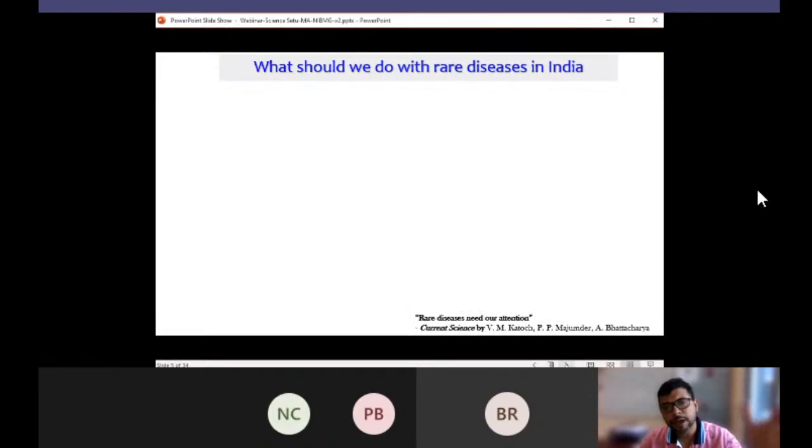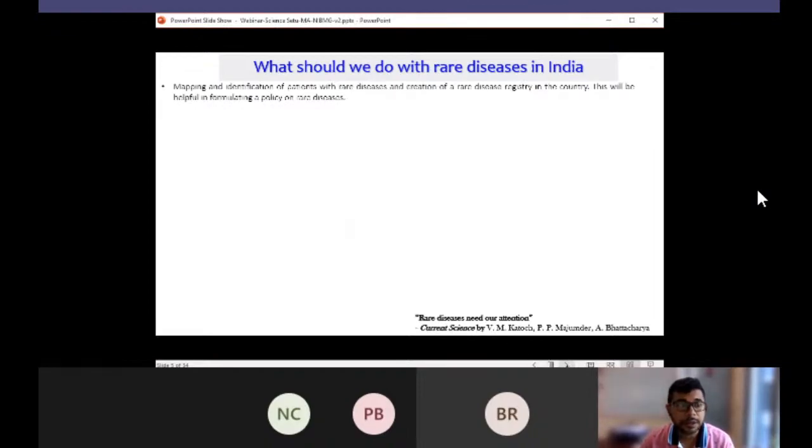This whole part I have taken from a paper published in Current Science by former ICMR Director General Professor V.M. Katoch, Professor Partha Majumdar, and Professor Alok Bhattacharya. This is basically the title of the paper, Rare Diseases Need Our Attention. The first thing is mapping and identification of patients with rare diseases and creation of a rare disease registry in the country. This will be helpful in formulating a policy on rare diseases.